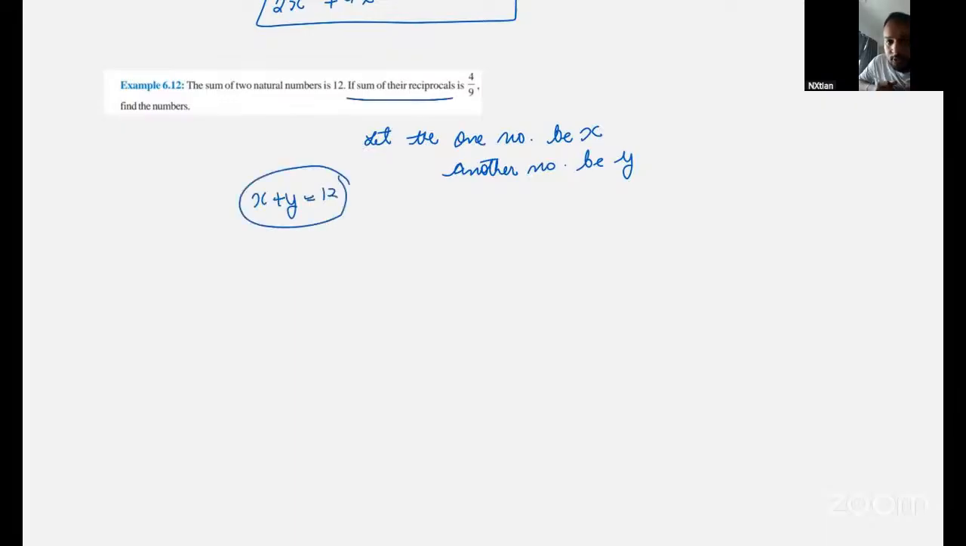And the second one, will you try? x upon y is equal to 4 upon 9, because the sum of their reciprocals? Means the reciprocal of x and the reciprocal of y is equal to 4 upon 9. Can you explain reciprocals again? I think I forgot. Reciprocal means the numerator will become the denominator and the denominator will become the numerator. Like if I write 2 upon 9, the reciprocal of this will be 9 upon 2. Okay, so what will be the equation for that?